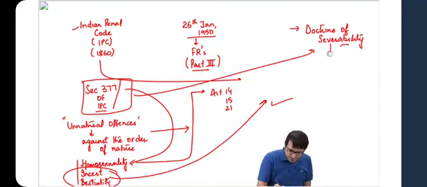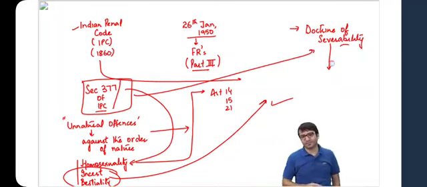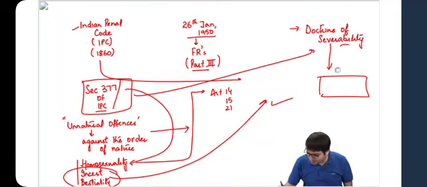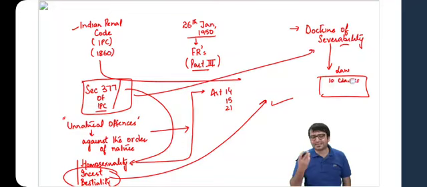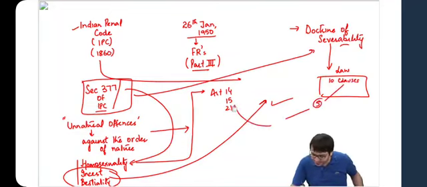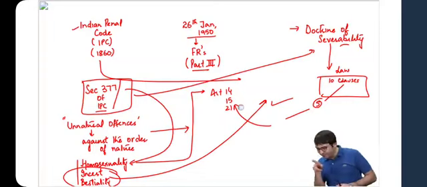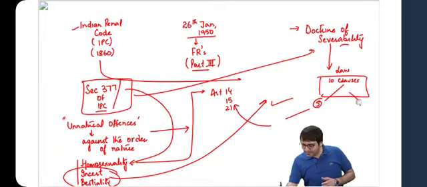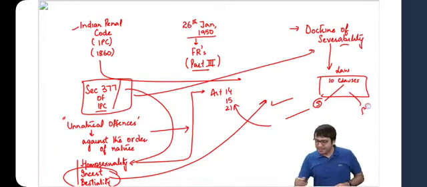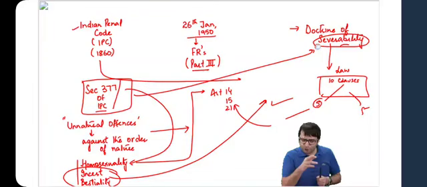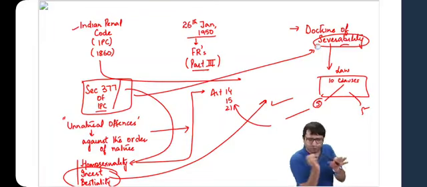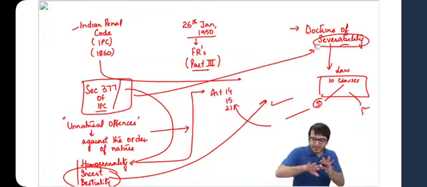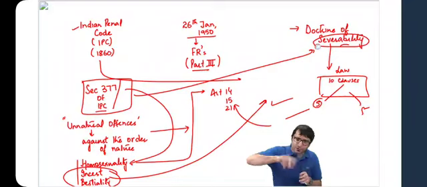That is the doctrine of severability. If there is a law which has 10 clauses, 10 sections, and only 5 clauses violate fundamental rights, only these 5 clauses will be cut. Only these 5 clauses will not operate. The remaining 5 clauses will continue. That means you are severing, cutting only those parts which violate fundamental rights. The remaining sections continue, the remaining laws continue.